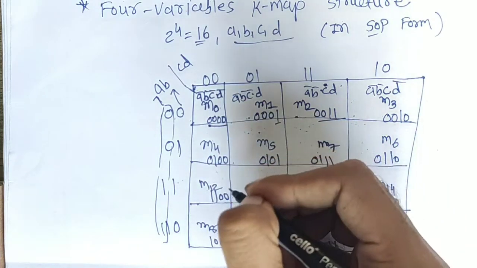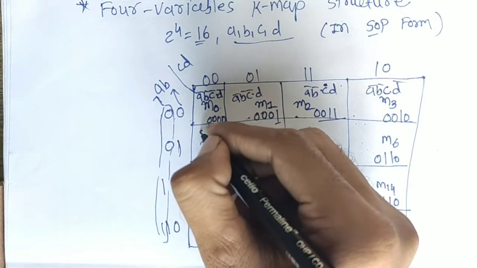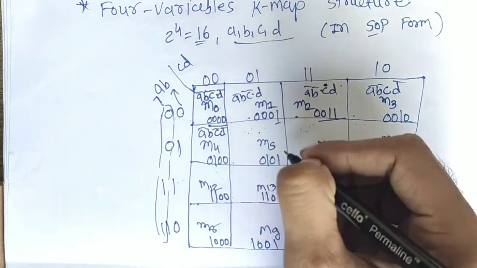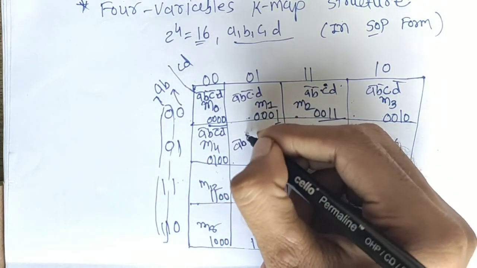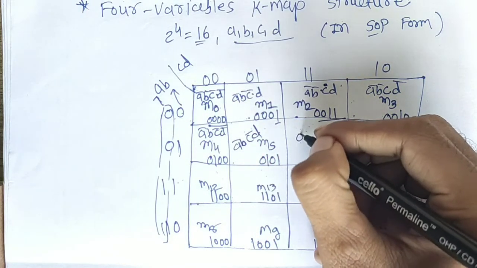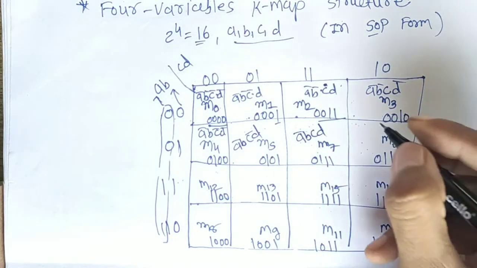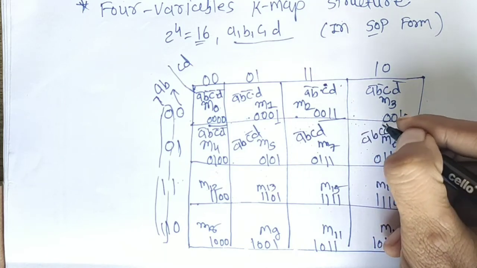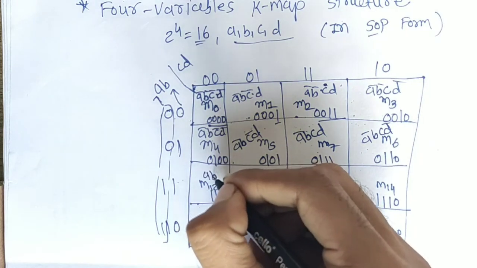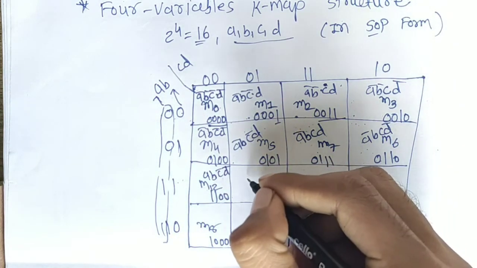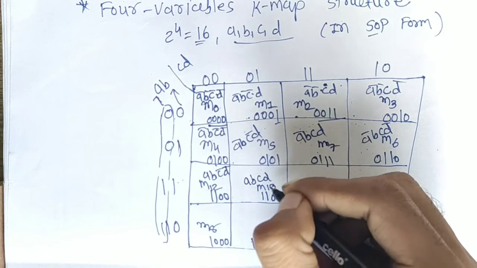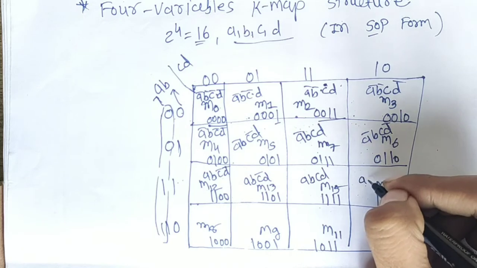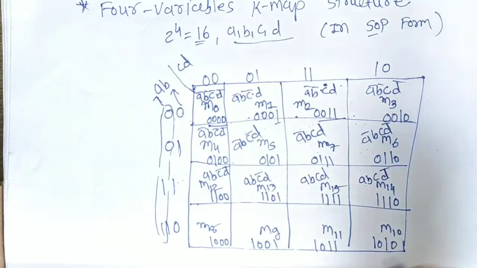Here A bar, B, C bar, D bar. Here is A bar, B, C bar, D. Here is A bar, B, C and D. Here is A bar, B, C and D bar. Here is A, B, C bar, D bar. Here is A, B, C, D, C is 0, so C bar. Here is A, B, C and D. Here is A, B, C and D is 0. This is the D bar.